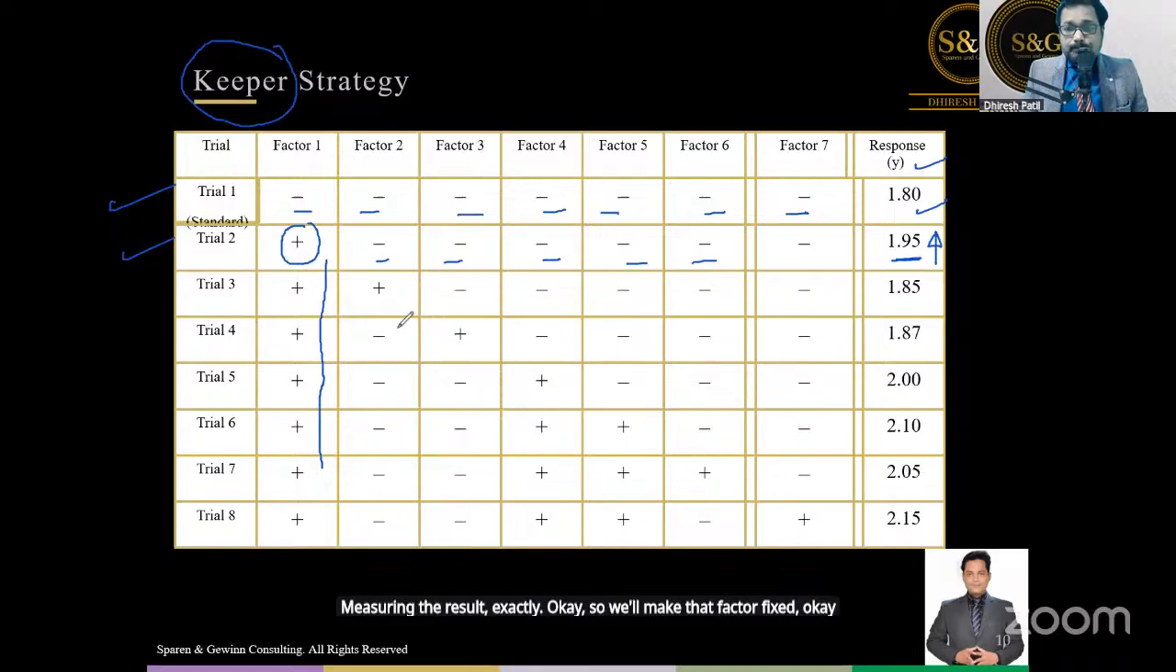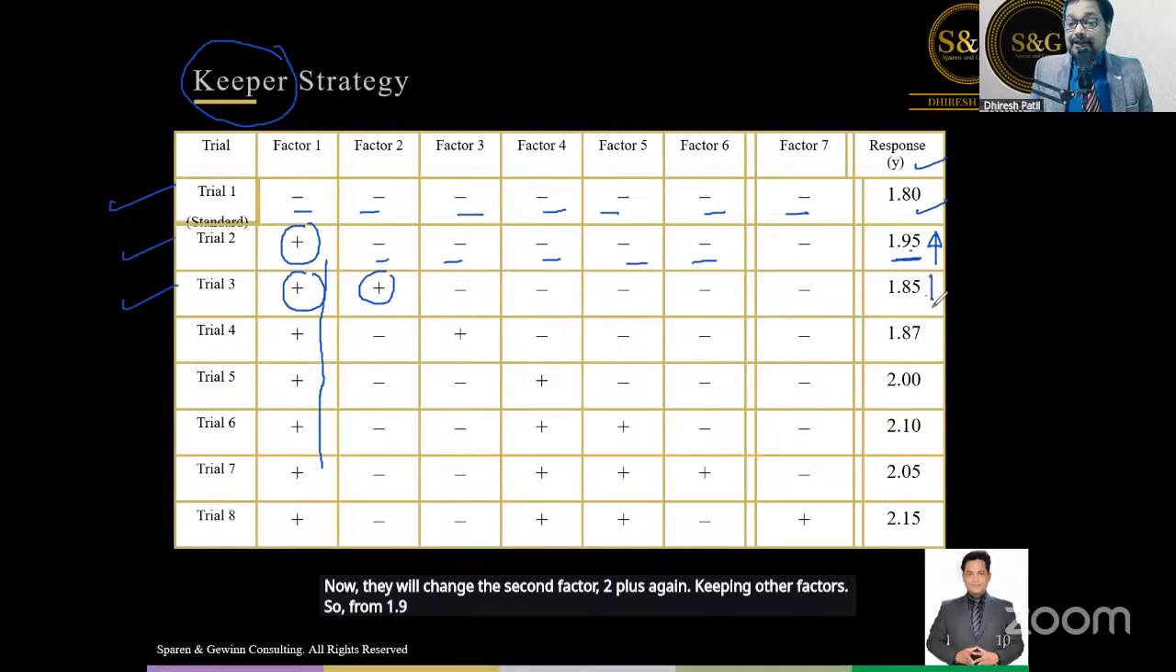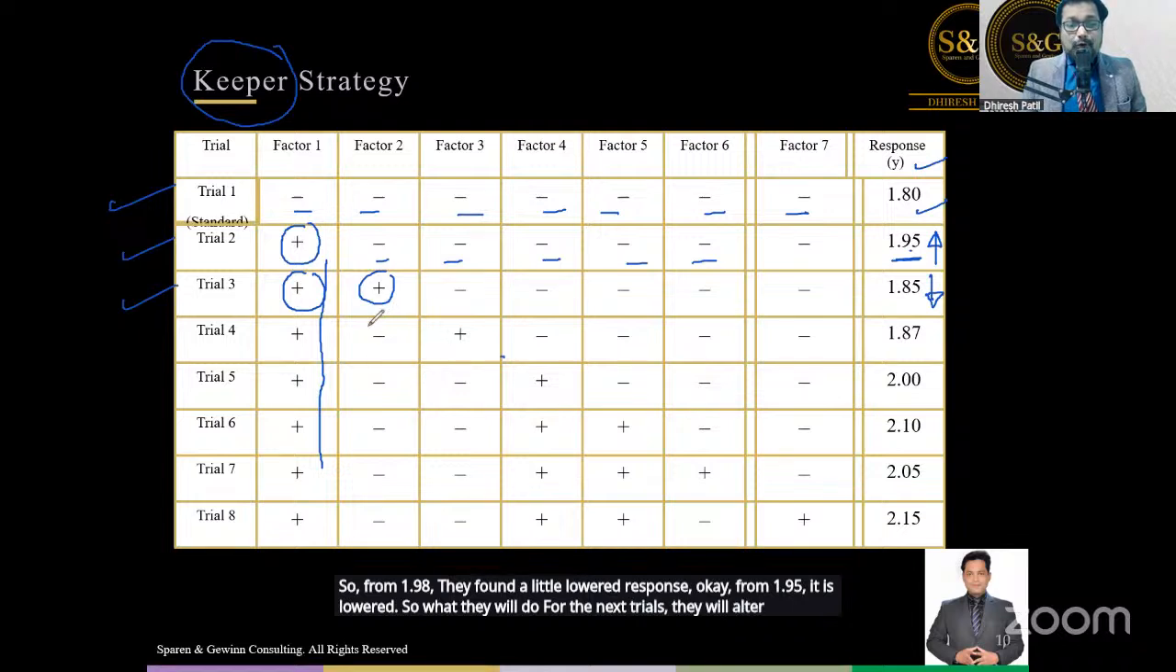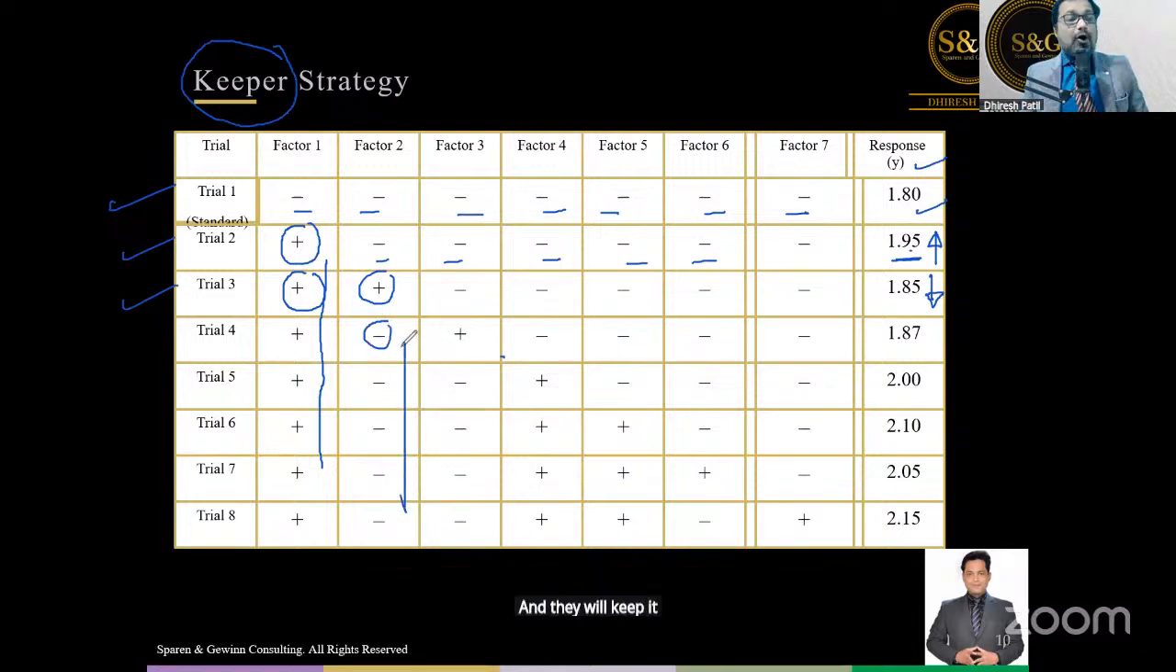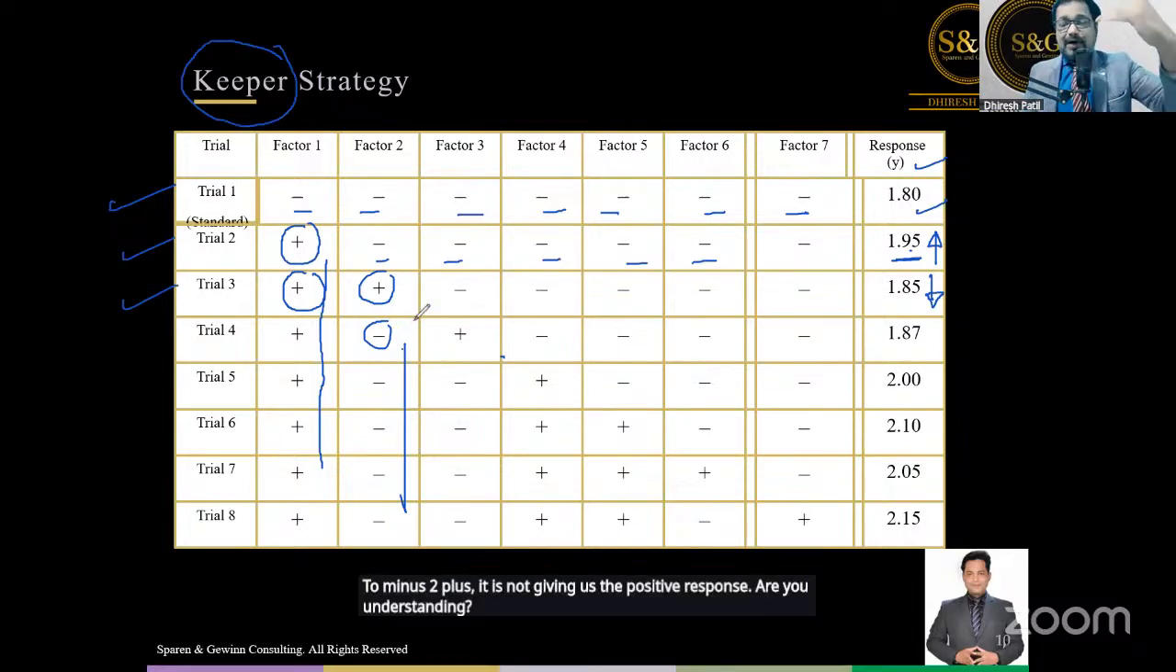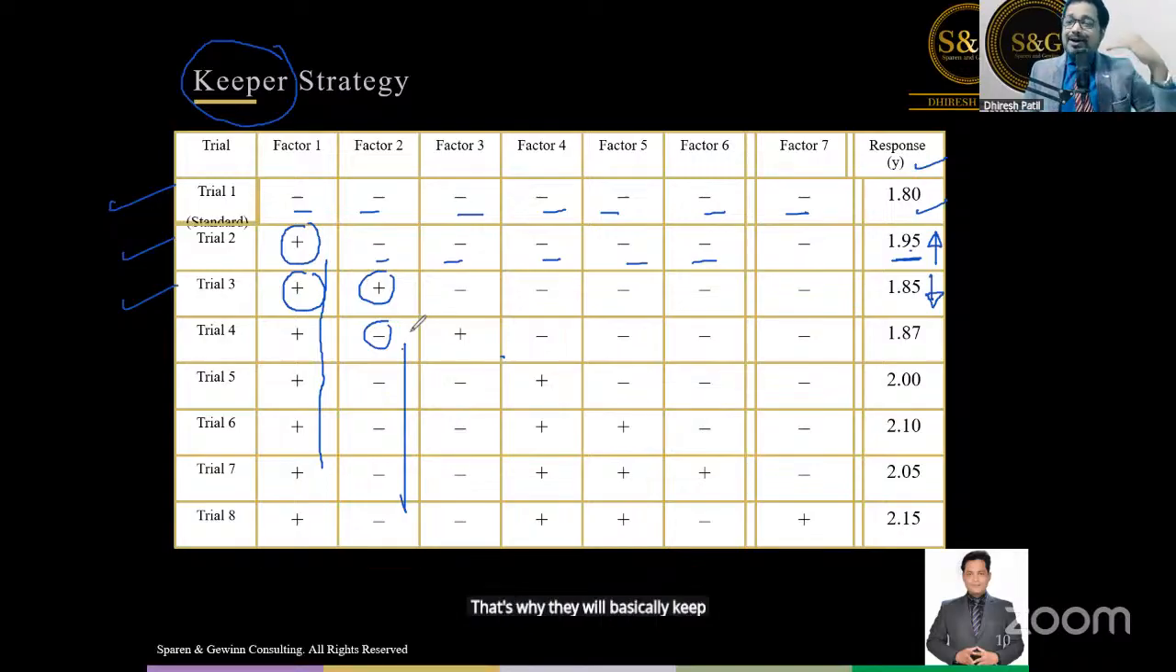So we'll make that factor fixed. Now look at this third trial. They will keep this factor as plus. Now they will change the second factor to plus again, keeping other factors. So from 1.98, they found a little lowered response. From 1.95, it is lowered. So what they will do for the next trials, they will alter it to minus and they will keep it as minus because they observe that when it is increased from minus to plus, it is not giving us the positive response. Are you understanding? That's why they will keep it to the lower setting only.